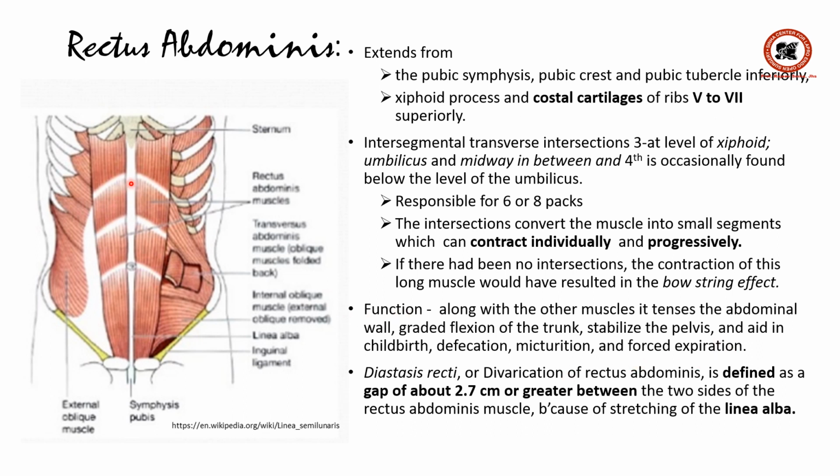And in this context, diastasis recti needs to be defined, and we all know that diastasis recti is when the distance between these two medial ends of the rectus abdominis is more than 2.7 centimeters. And that is when we call it a divarication of the recti, and that may require treatment.